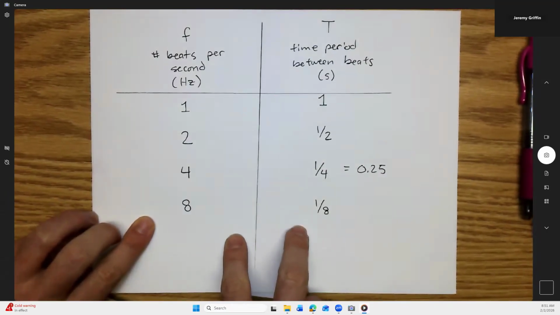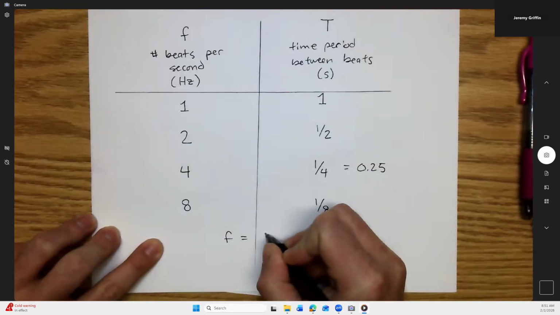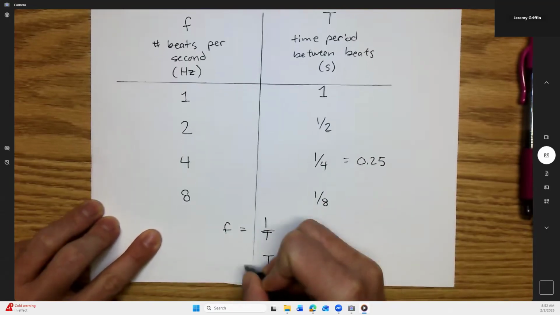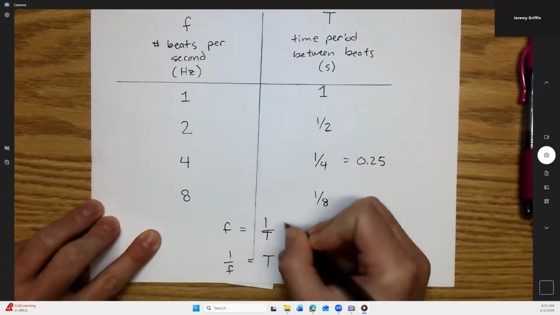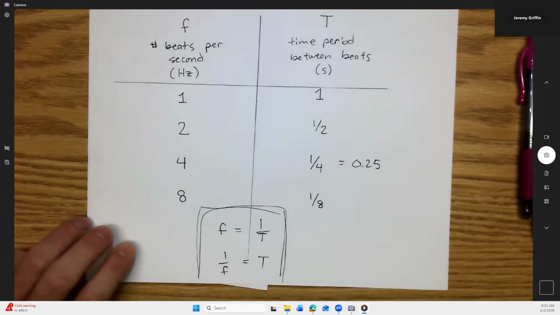Can you guys come up with a general relationship between frequency and time period? You can say F is what? 1 over T. Or you can say T is 1 over F. So frequency and time period are reciprocals. You guys remember that?